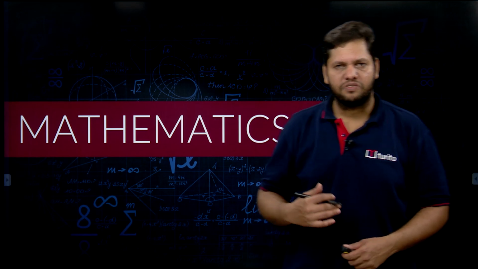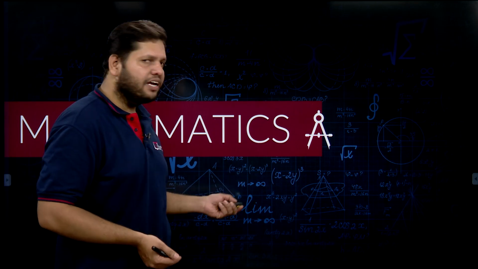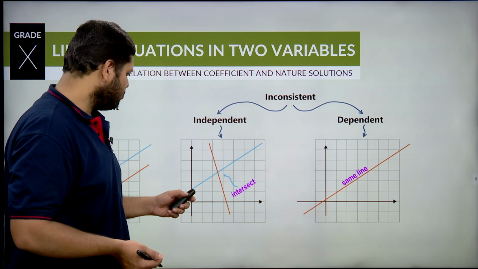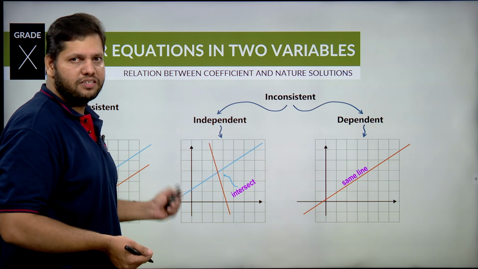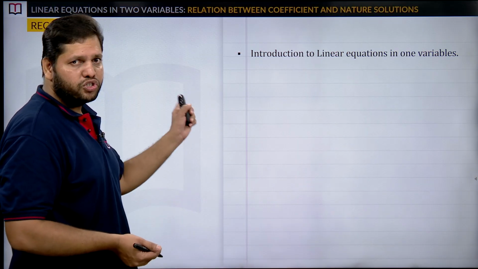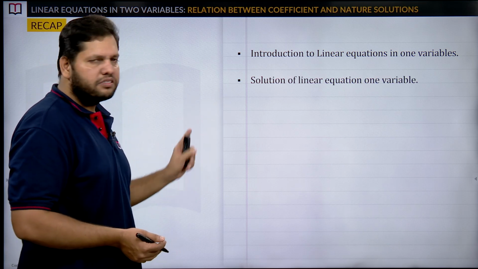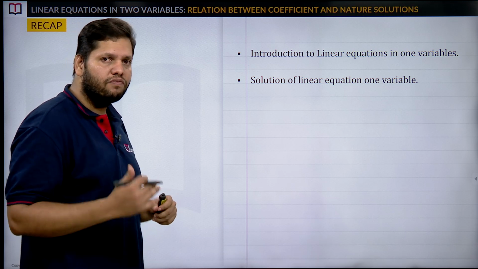Children, in the previous classes we have started the new chapter, that is linear equation in two variables. So in that we have discussed a few points. Please repeat, what are the few points we have discussed in the previous classes? The first one we have discussed was the introduction of a linear equation in one variable. And then we discussed the solution of a linear equation of one variable.